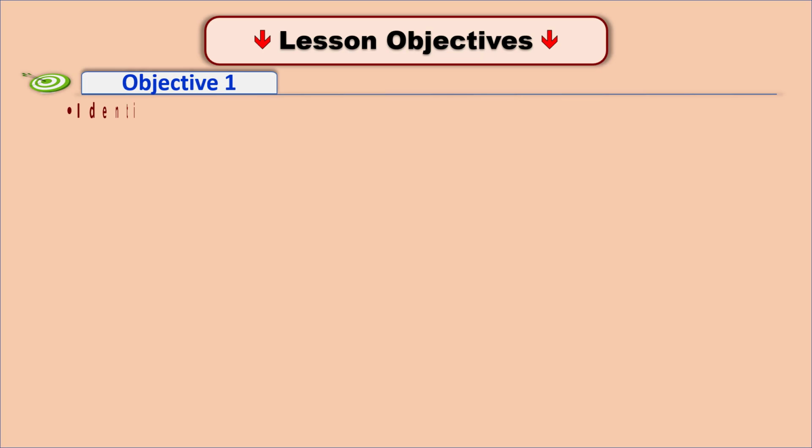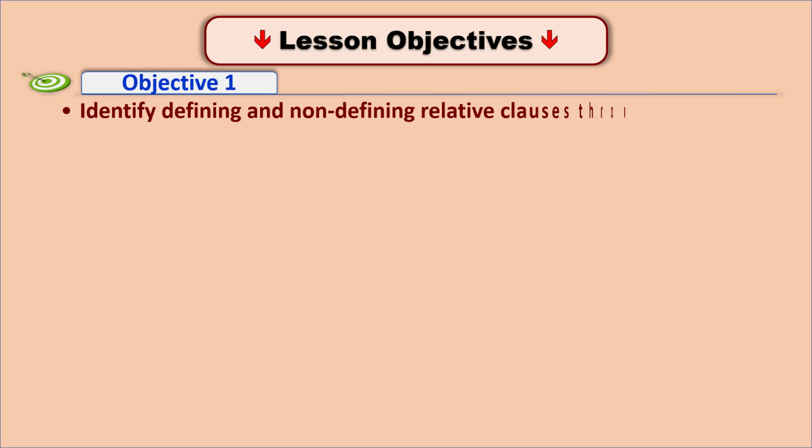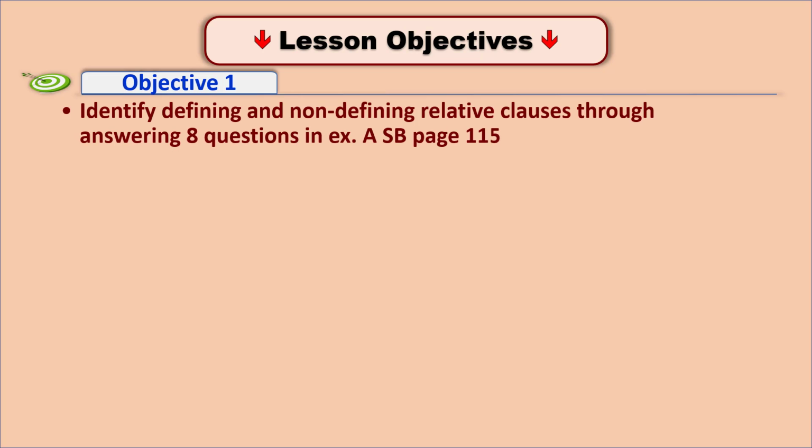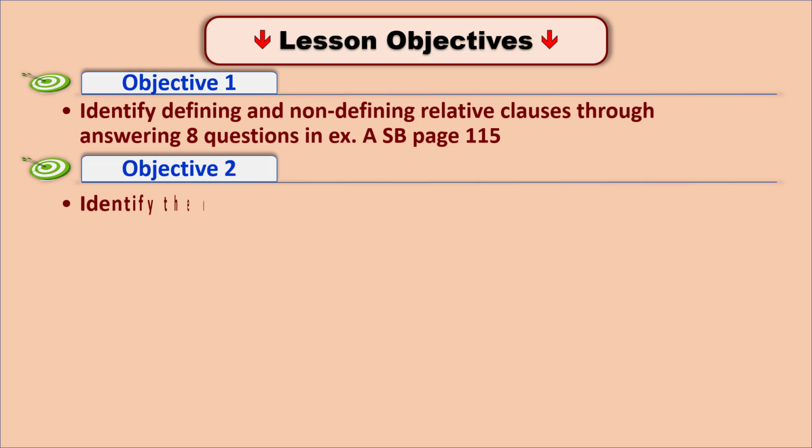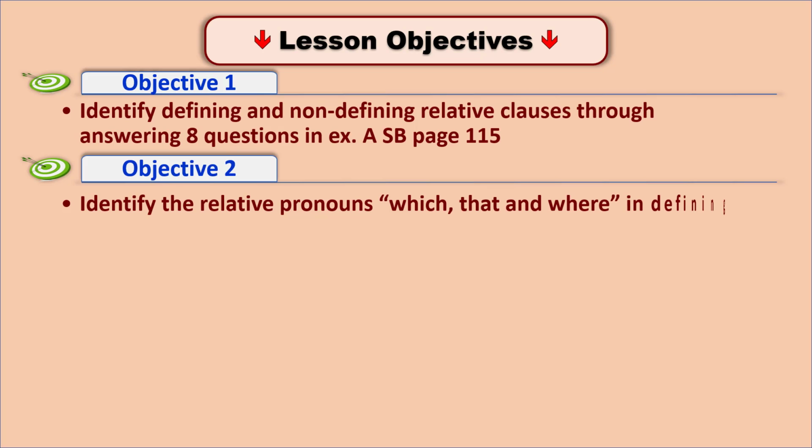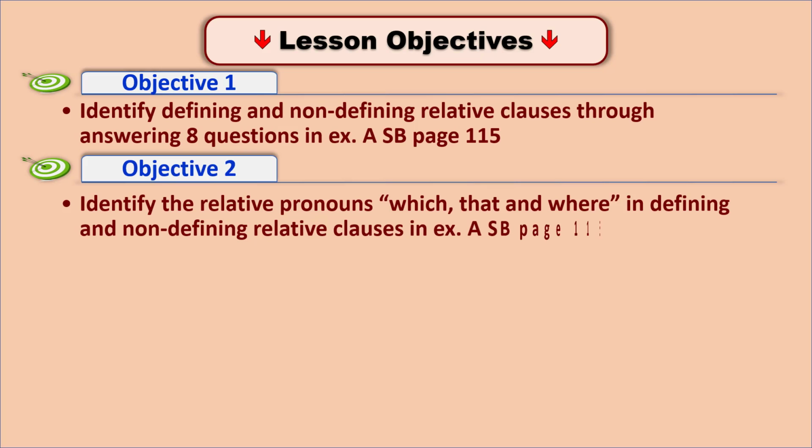Objective number 1. In this video, we are going to identify defining and non-defining relative clauses through answering 8 questions in exercise A, student book page 115. The second objective for today is to identify the relative pronouns which, that, and where in defining and non-defining relative clauses in exercise A, student book page 115.